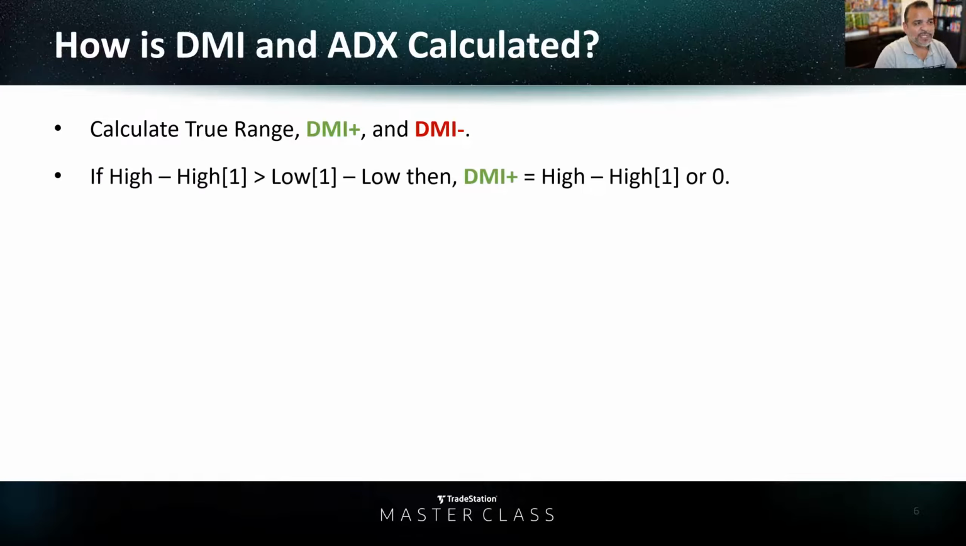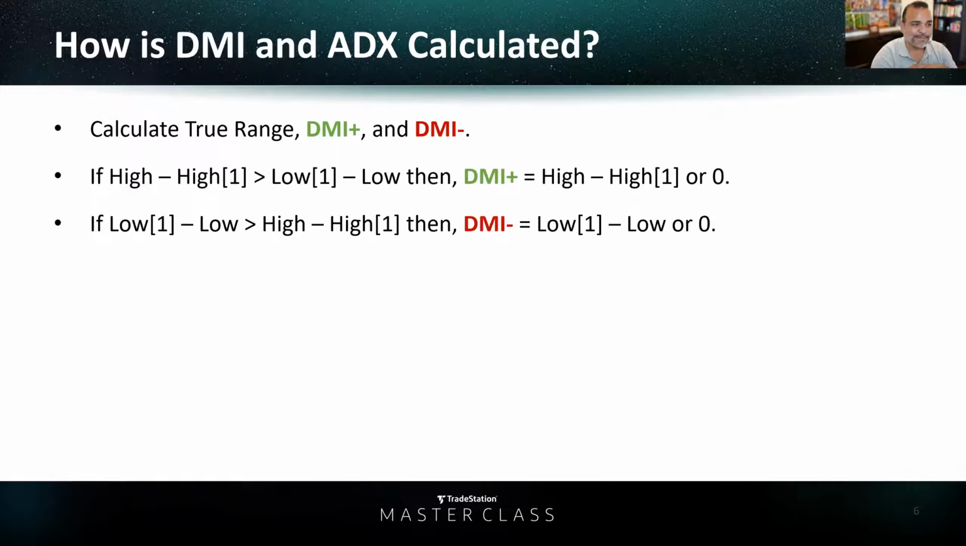Now, when it comes to DMI plus and DMI minus, it's an interesting calculation. It looks at two bars in particular, the difference between the highs and the difference between the lows. It looks at the current high minus the high of the prior bar, and checks if that's greater than the low of 1 bar ago minus the current low. If that is true, then DMI plus equals the high minus the high 1 bar ago, or 0. So let's go ahead and take a look.